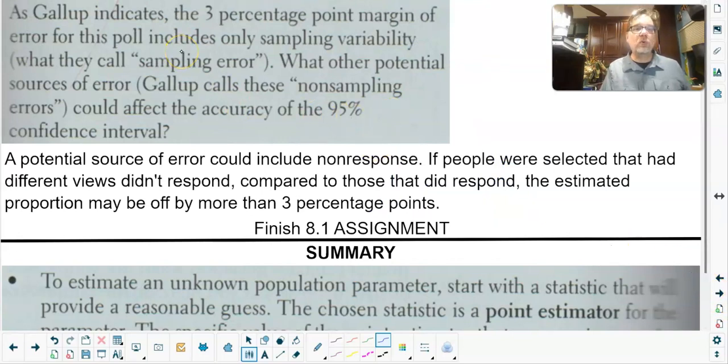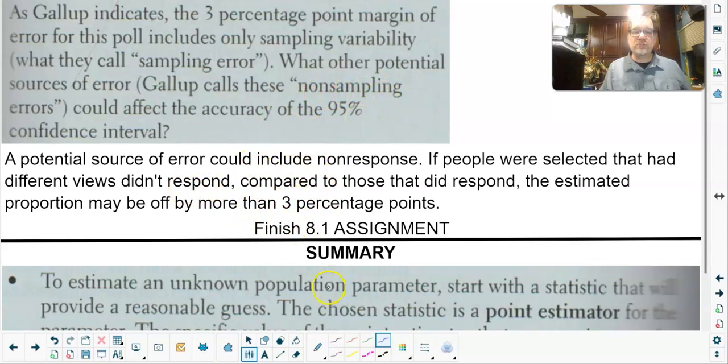A Gallup poll indicates that the 3 percentage point margin of error for this poll includes any sampling variability, what they call sampling error. What other potential sources of error, Gallup calls these non-sampling errors, could affect my 95% confidence interval? So remember, margin of error is only because of normal variability in my samples. Anything beyond that would be a non-sampling error.